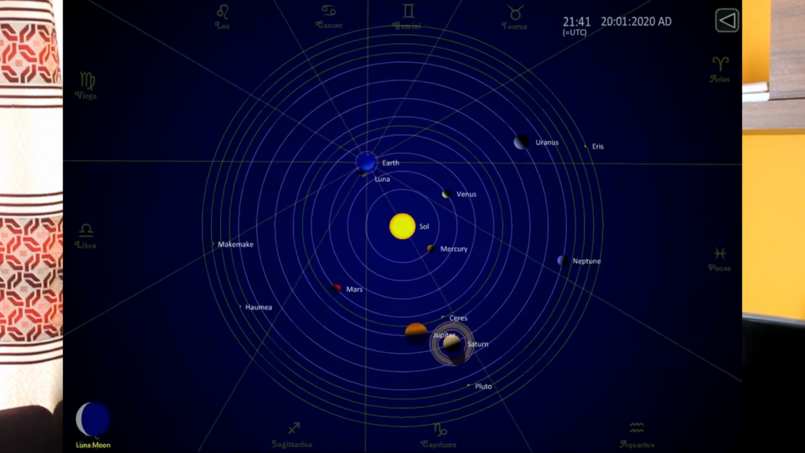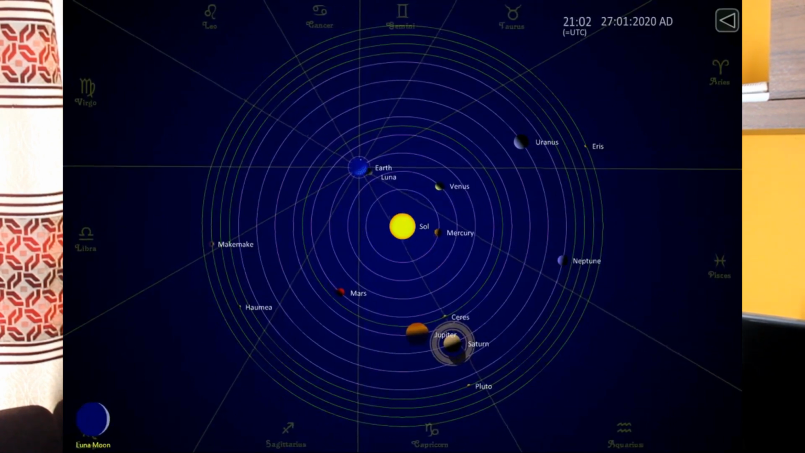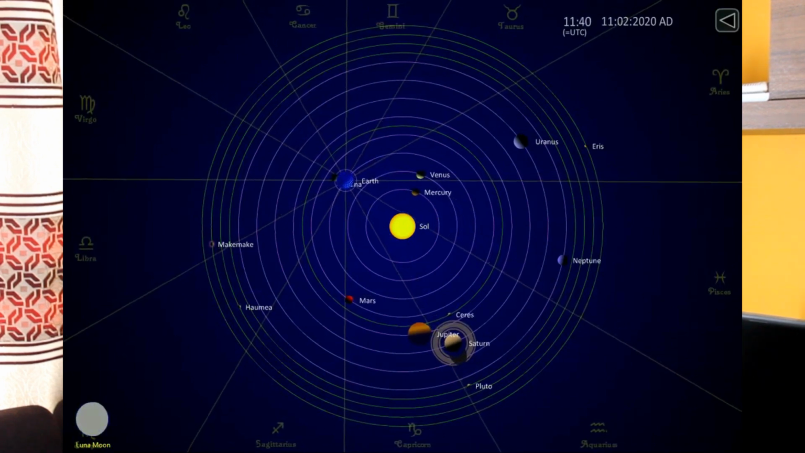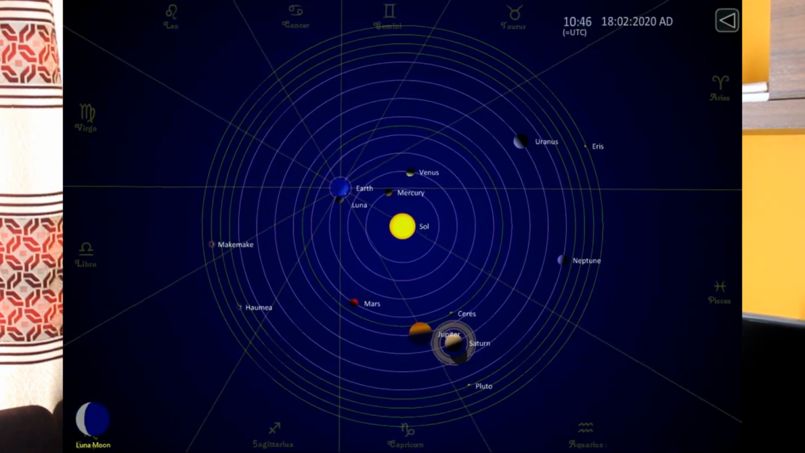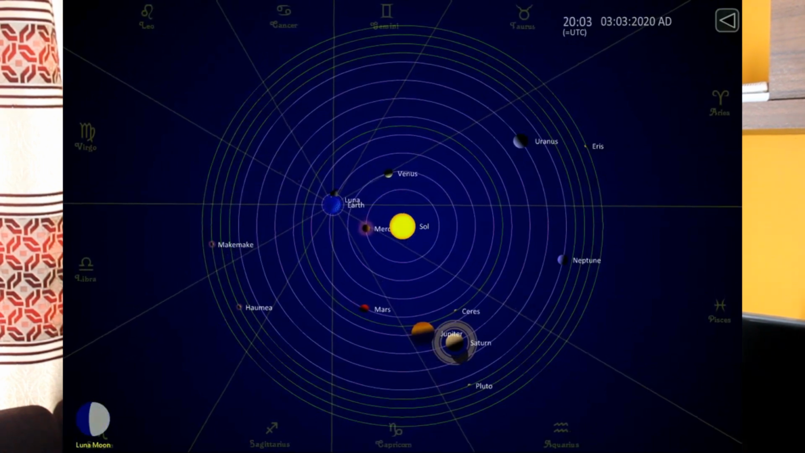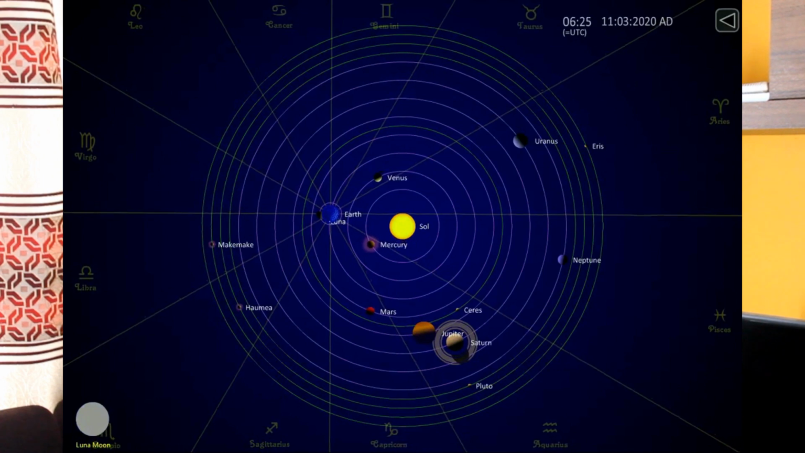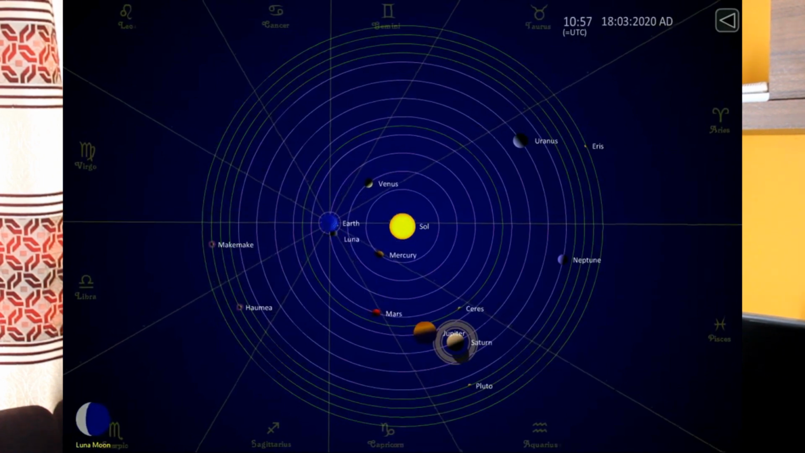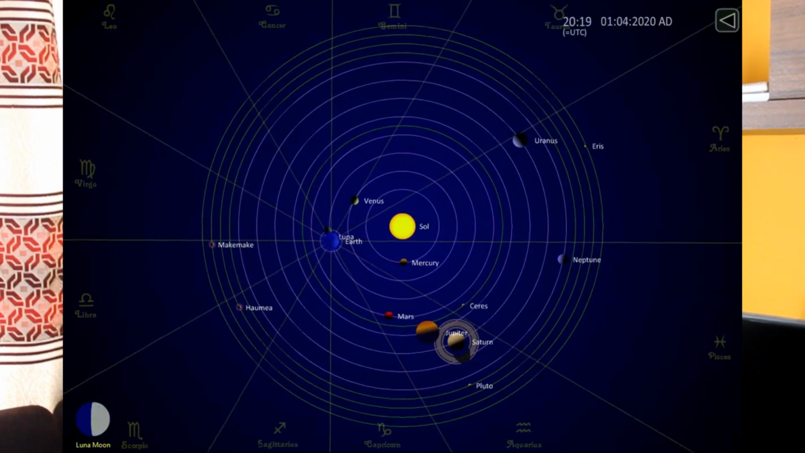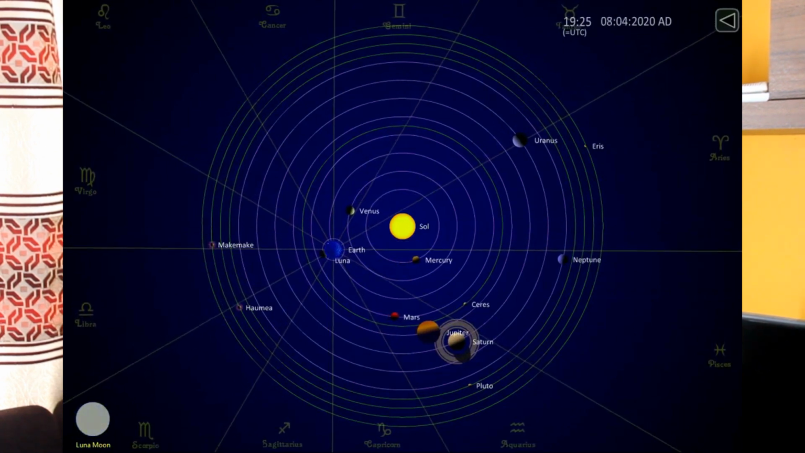Above that horizontal line you can see a triangular shape. At the periphery, on the outer circle, you can see Aries, Taurus, Gemini, Cancer, Leo, Virgo, Libra, Scorpio, Sagittarius, Capricorn, Aquarius and Pisces. These 12 are the zodiacs, which are 12 equally divided parts from the Earth.